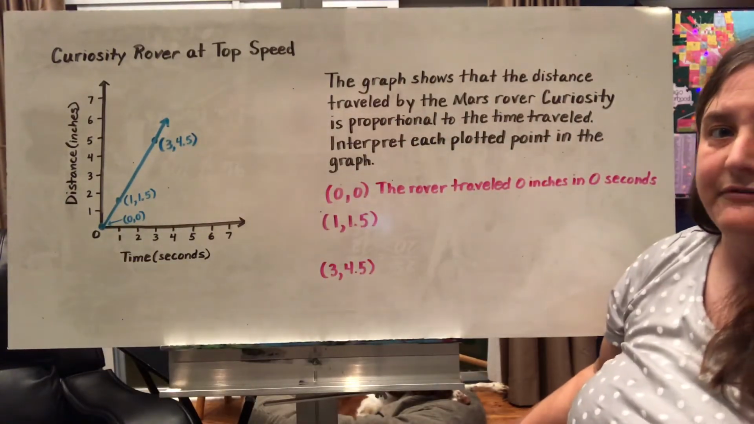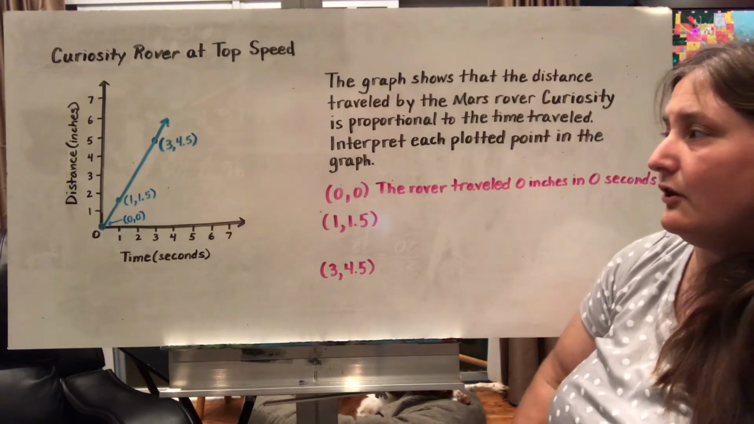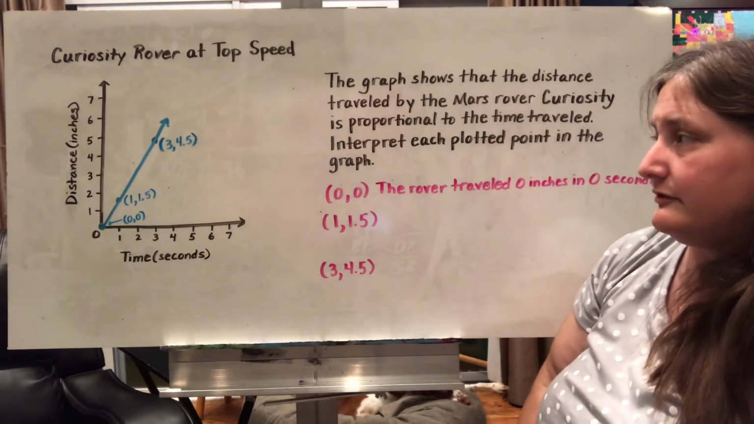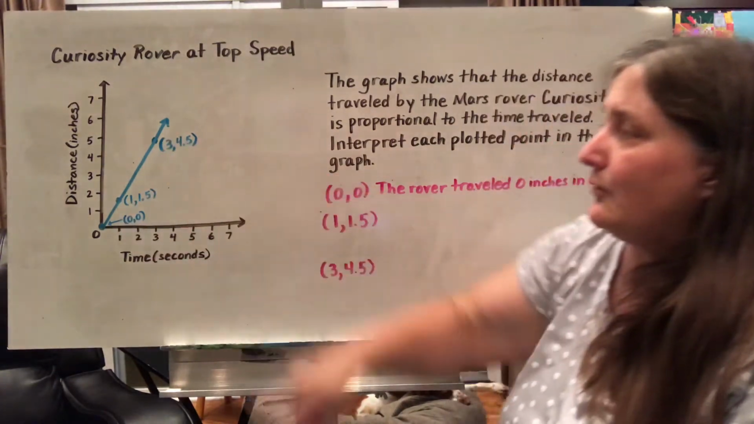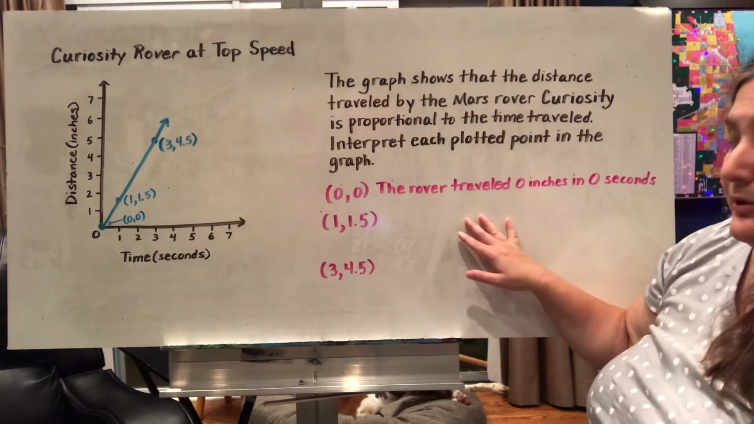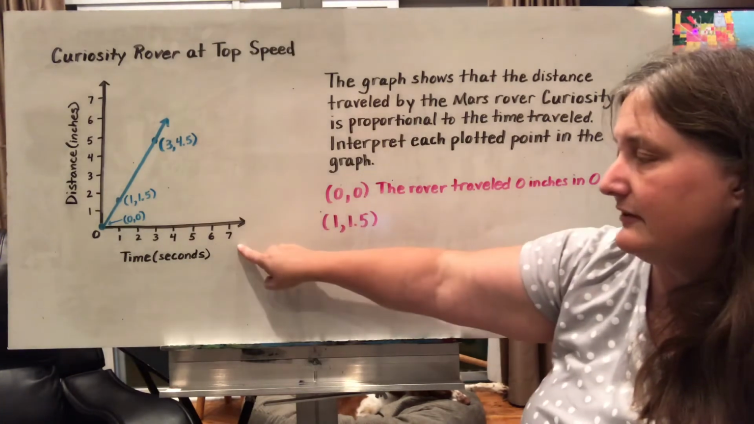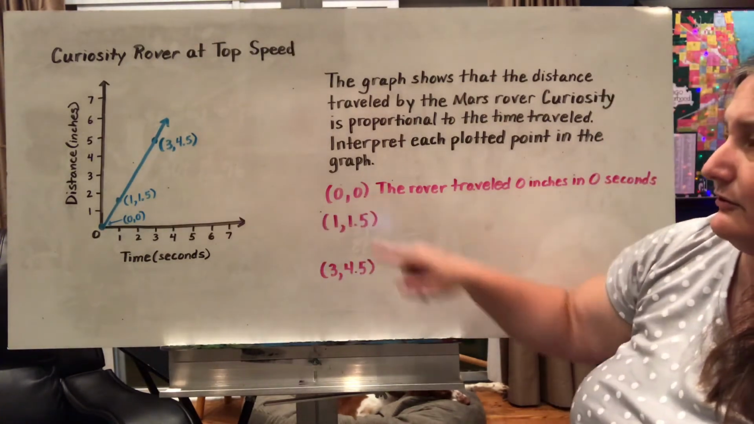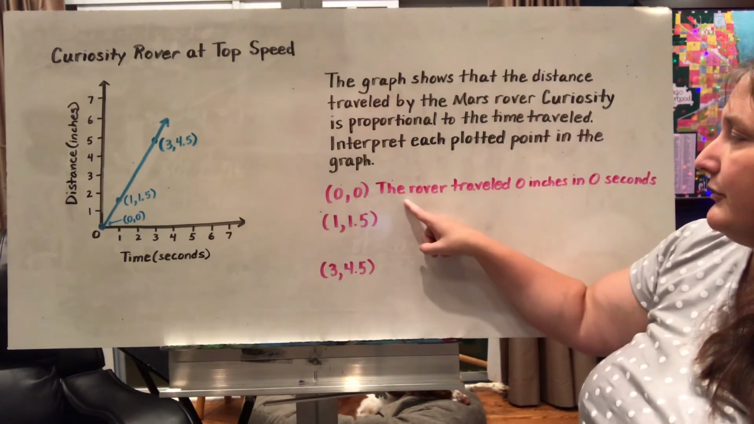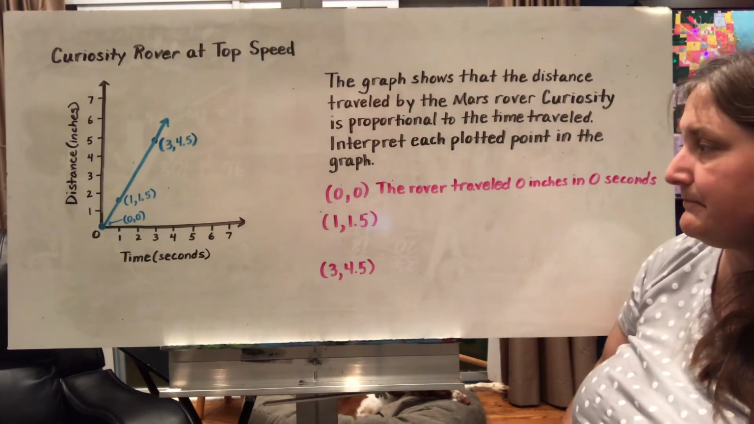So here we have a graph of the Mars rover named Curiosity going at its top speed. So in seconds, the rover moves a specific amount of inches. Here we have a few data points that they've marked for us, and they want us to interpret the plotted points. The first plotted one was at 0, 0, and the first 0 on the x-axis stands for time in seconds, and the second 0 stands for distance. So if I interpret this, I can basically say that this point means that the rover has traveled 0 inches in 0 seconds, which logically makes sense.